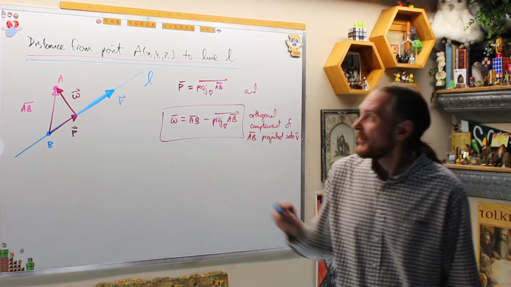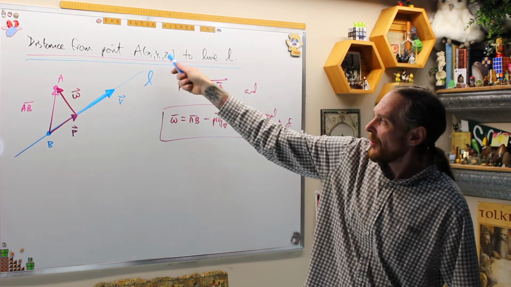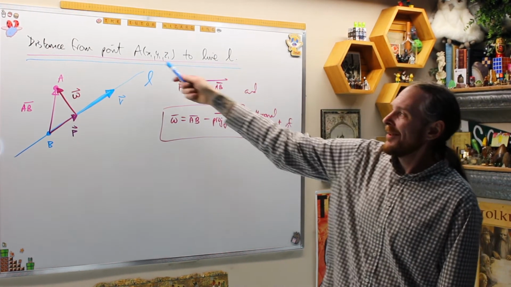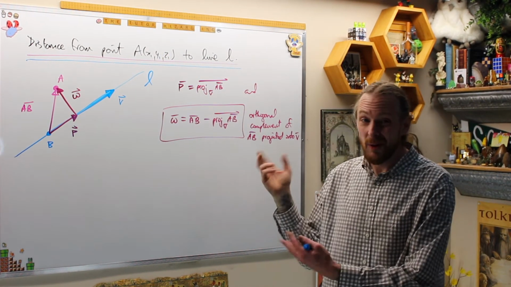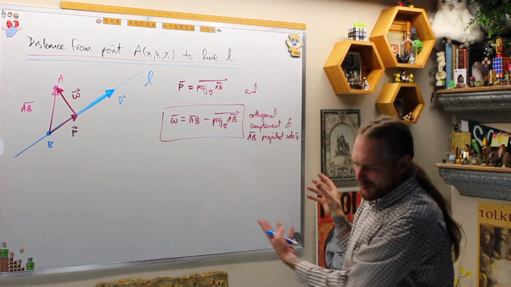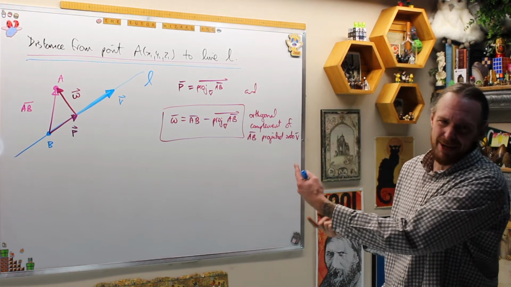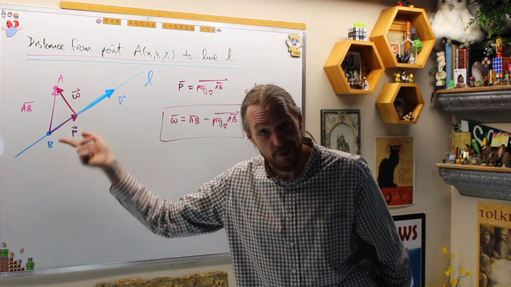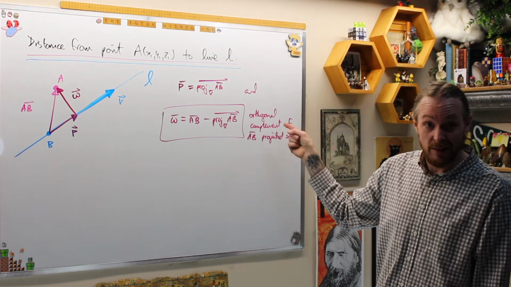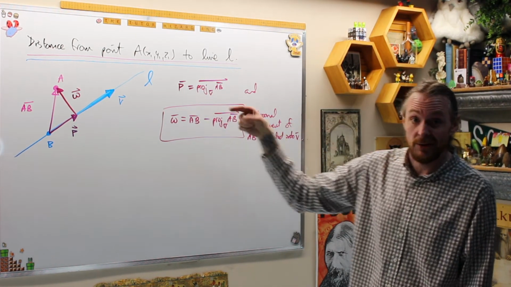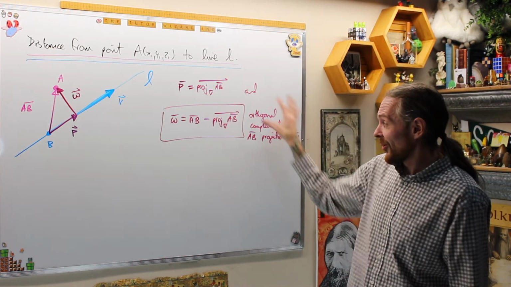All right, distance from a point A, x1, y1, z1, to a line. I don't know why I put the coordinates in there. I'm not going to give you the horrible detail because if I give you the algebraic formula, you'll be like, I'm never going to memorize that. Don't. You're going to memorize how to draw the picture and how to derive the orthogonal complement of the projection of AB onto V, and then that's still not the whole story.